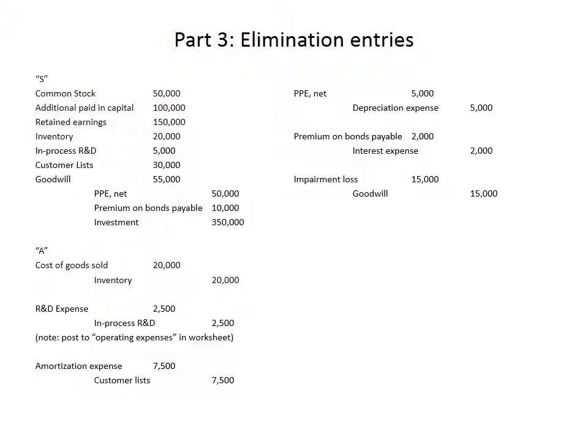And then finally, that goodwill impairment loss. Again, the goodwill was put on the books at $55,000. The correct end of year value was $40,000, so we had to write off $15,000 of that.